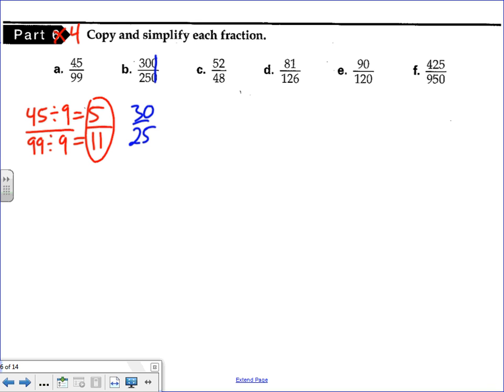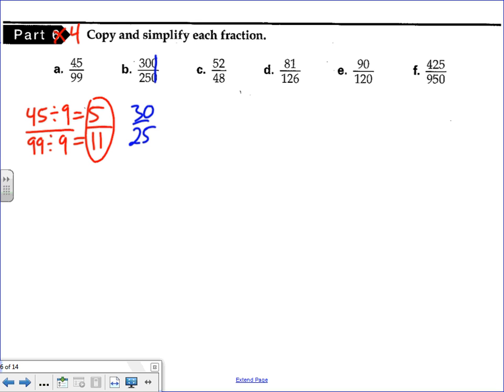So then I go on and I check 6. Well, when I look at 25, first of all, for a number to be divisible by 6, the number has to be even. Remember, it has to be even and divisible by 3. So since 25 is an odd number, I know that 6 is not going to work. Then I can try 5.